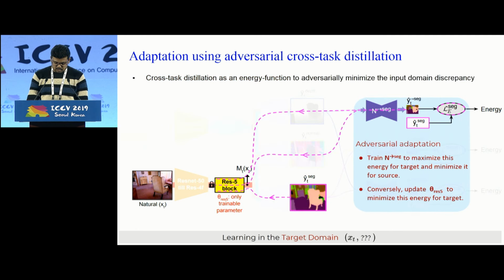So let's look at one such loss term. Here the energy term is computed as a discrepancy between the direct prediction and the indirect prediction through the task transfer network. In an adversarial paradigm, NSEG is trained to maximize the energy for the target while minimizing it for the source. And conversely, the parameters of the task-specific target encoder are updated to minimize this energy for the target samples.